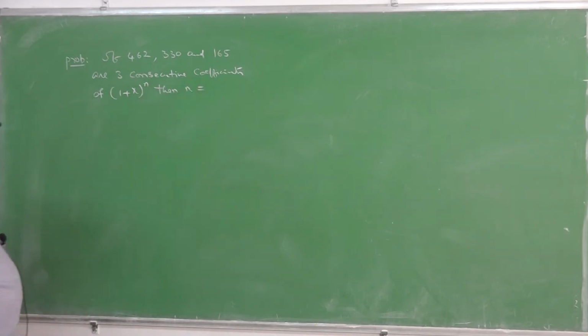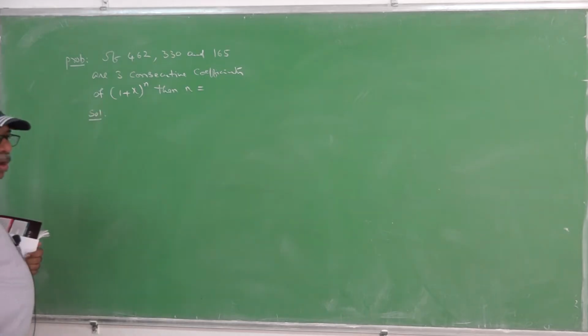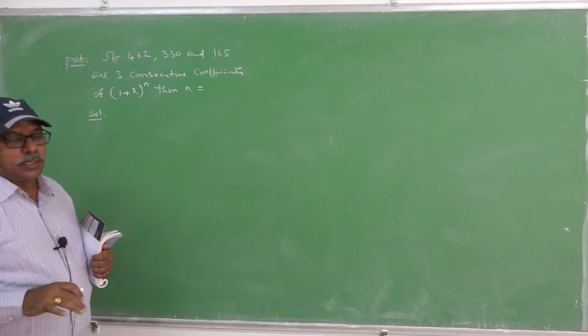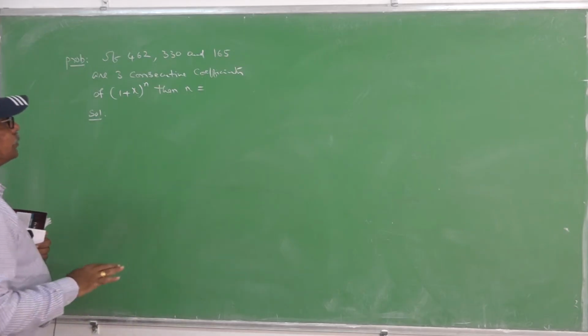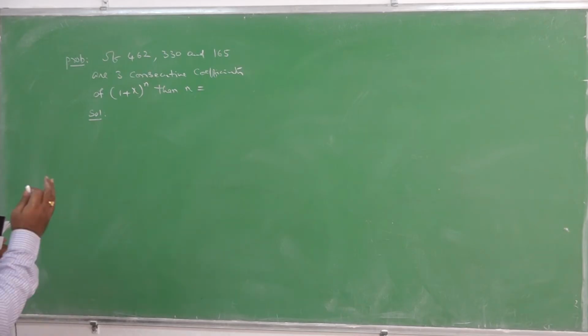If 462, 330 and 165 are 3 consecutive coefficients of (1 plus x) whole power n, then n is. 3 consecutive coefficients, not any 3 consecutive coefficients, that should be observed here. They are not any 3 consecutive coefficients. So only particular 3 consecutive coefficients are given here in the expansion (1 plus x) whole power n, then n is.